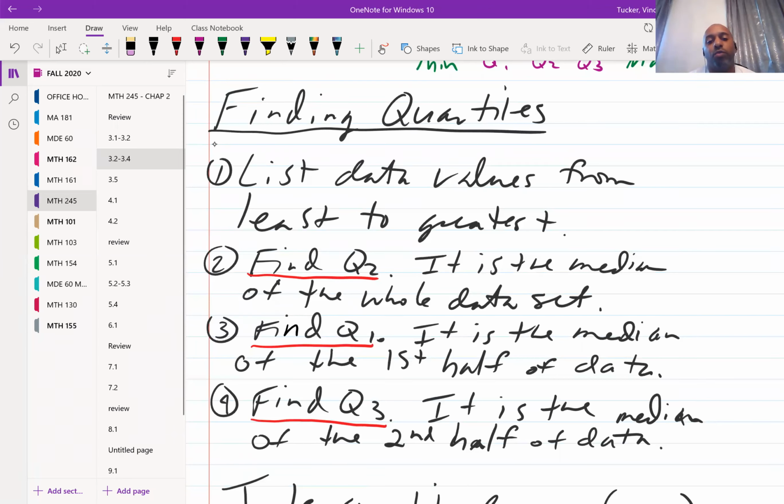Okay, then we find Q1. That's the median or middle value of the first half of data. Q3 is the median of the second half of data. So all three of them are medians. All three of them are middle values. Find Q2 first to split your data set in half. Then you find Q1 to split the first half of data in half. And then Q3 will split the second half of data in half.